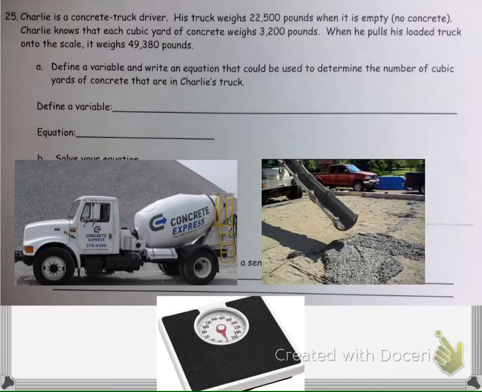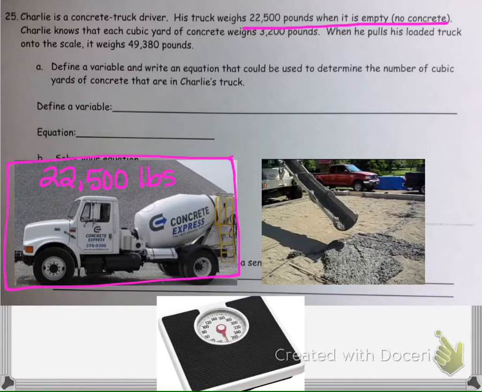Okay, in this problem we have Charlie, a concrete truck driver. His truck weighs 22,500 pounds when it is empty. So that means there's nothing inside, just the truck itself. Just the truck is 22,500 pounds.